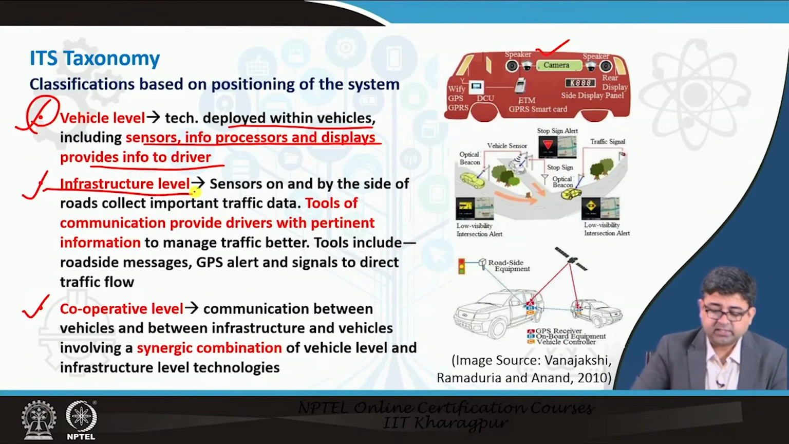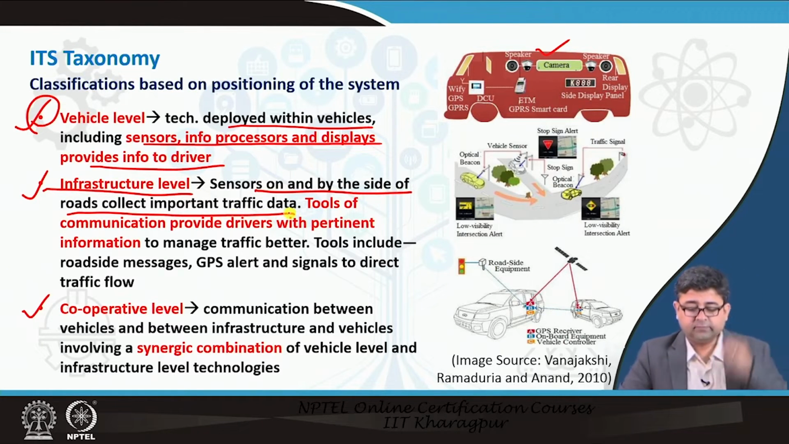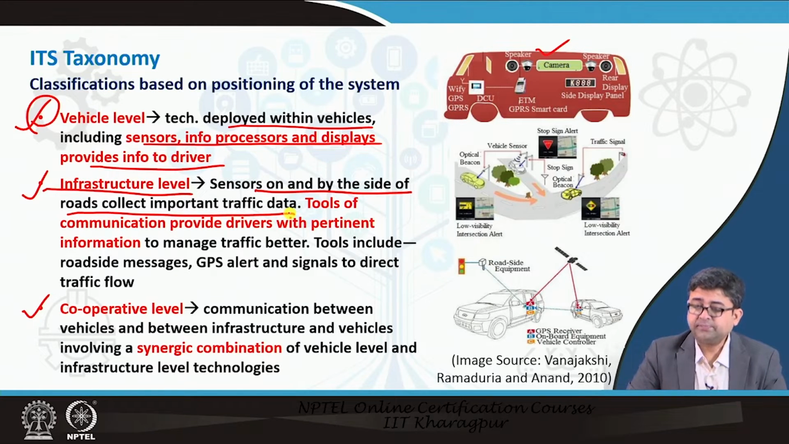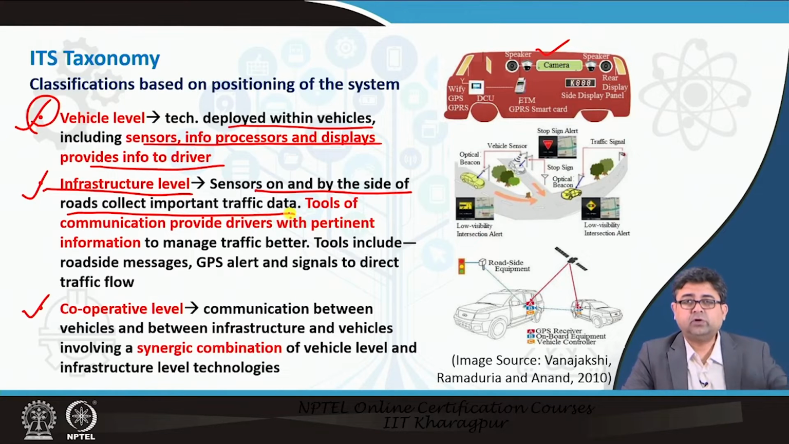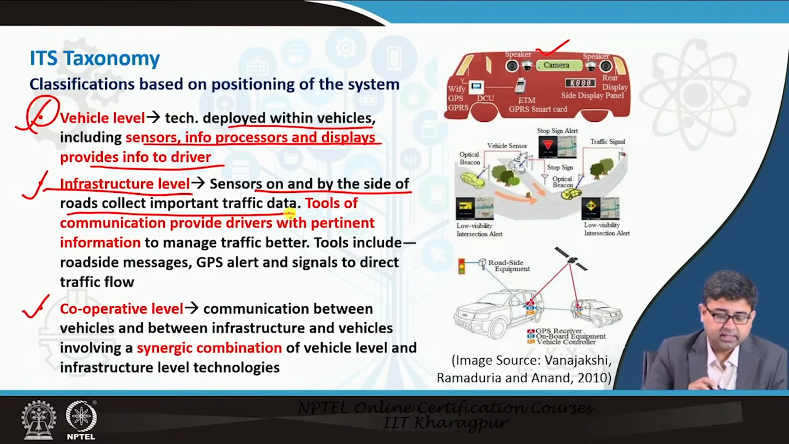Next is the infrastructure level, which are all the sensors that are on and by the side of the road that collect information about traffic. So, it can be your signals, it can be the toll plazas where your transactions are happening. All of those kinds of devices that are either on the side of the road or on top of the road collecting information about traffic are known as infrastructure level ITS devices.